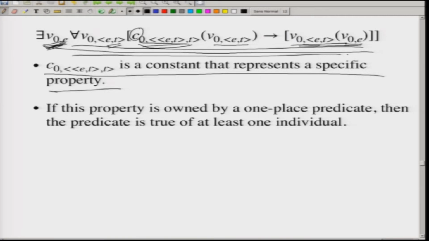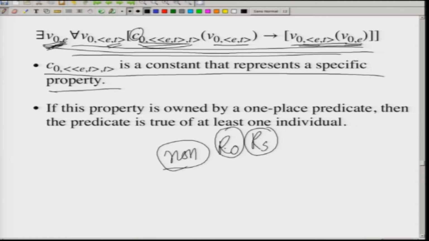So, we have seen so far that we can now define something like non, which we couldn't do in L1. We can define something like R0, the object deletion function, or RS, the subject deletion function. We can now define all these things by using our framework of L type, and this effect was not achieved before. And then also we have created a higher order language for talking about predicates of predicates at any level.